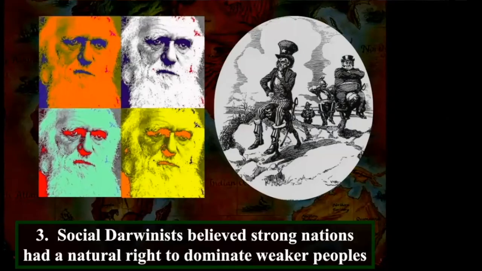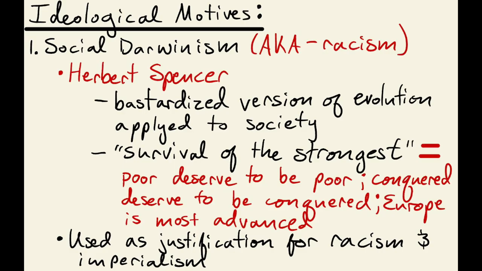Well, Herbert Spencer is going to take that idea and try to apply it to society, thus developing social Darwinism. Herbert Spencer is the one who said survival of the fittest or survival of the strongest. Basically, his ideology here is that the poor deserve to be poor, the conquered deserve to be conquered, and Europeans are the most advanced, which is kind of convenient, seeing as Herbert Spencer is European. So he's going to consider his culture and his race to be the superior one. Thus, he uses that as a justification for why Europe is colonizing around the world.